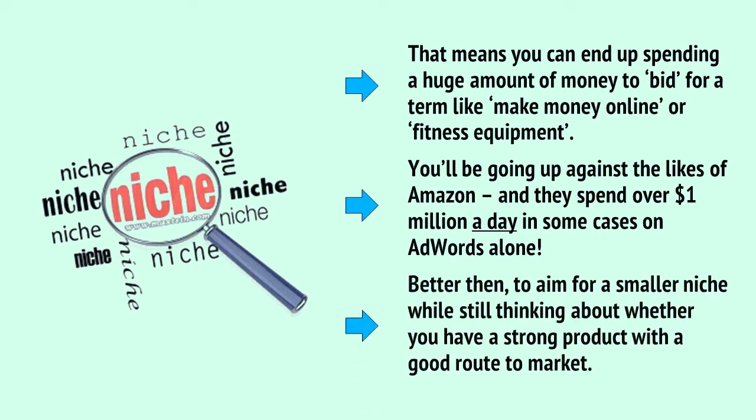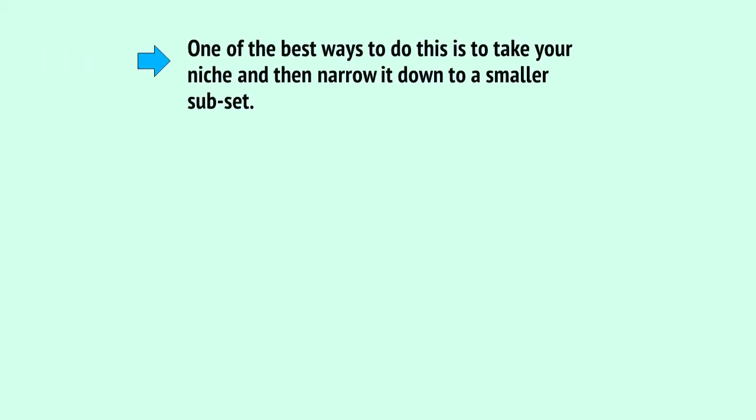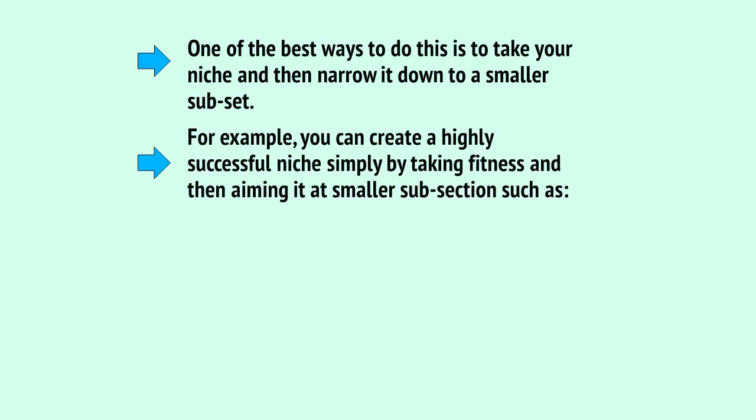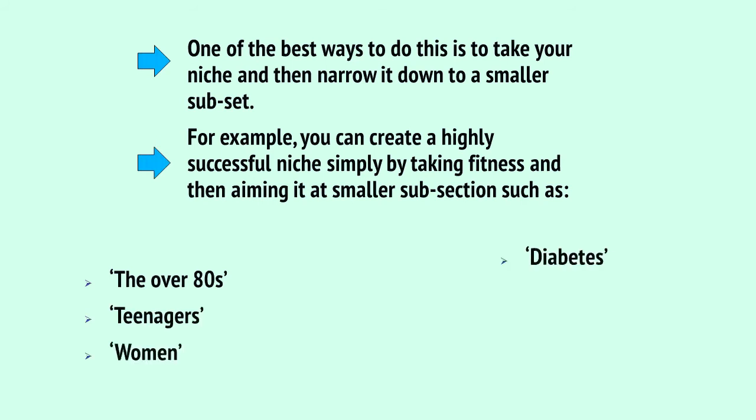Better then to aim for a smaller niche while still thinking about whether you have a strong product with a good route to market. One of the best ways to do this is to take your niche and then narrow it down further into a smaller subset. For example, you can create a highly successful niche by taking fitness and then aiming it at a smaller subsection such as the over 80s, teenagers, women, or better yet, diabetes, martial arts, students, or karate.